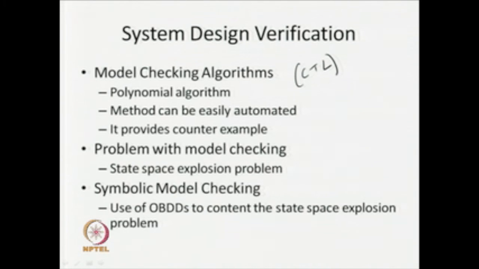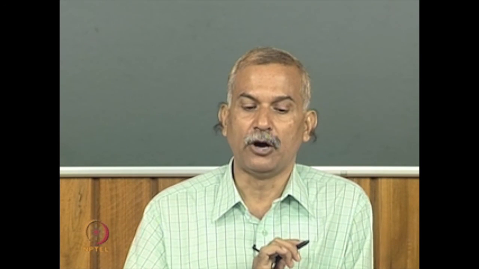Now, since we have a polynomial time algorithm, it can be automated. That means we can have an automated tool. I already mentioned some tools like NuSMV and SPIN. Another advantage of this particular model checker is that it provides a counterexample.